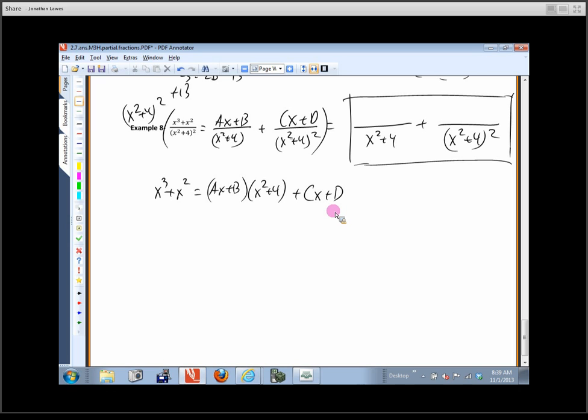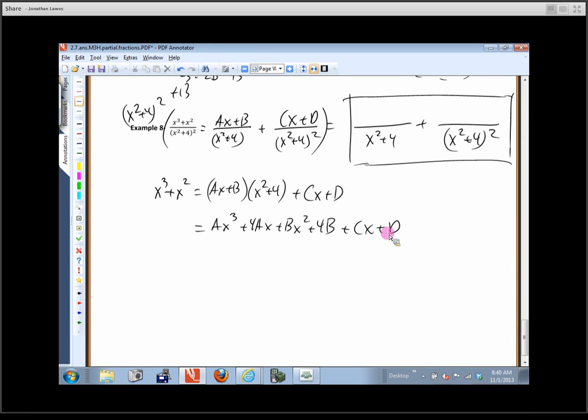Any convenient numbers, any convenient zeros to plug in? Not a single one. Not one of these answers is going to just drop out at us. Or maybe it will. Let's distribute through. We've got to use that idea of that system of equations. So let's distribute through. I get x to the third, ax to the third. I get plus 4ax. I get plus bx squared. And I get plus 4b. And then I've got plus cx and plus d.